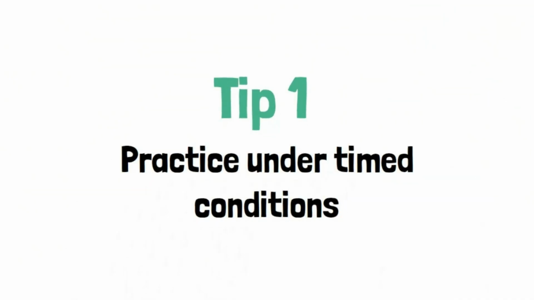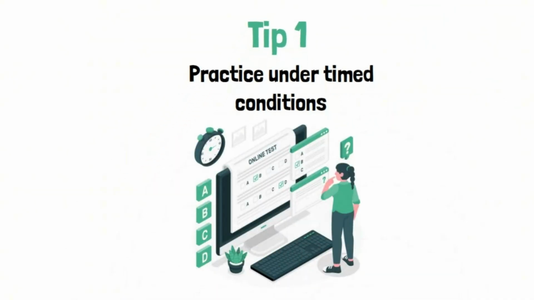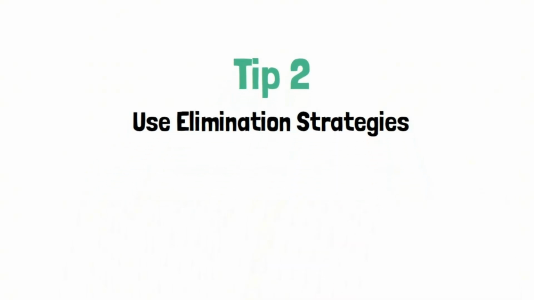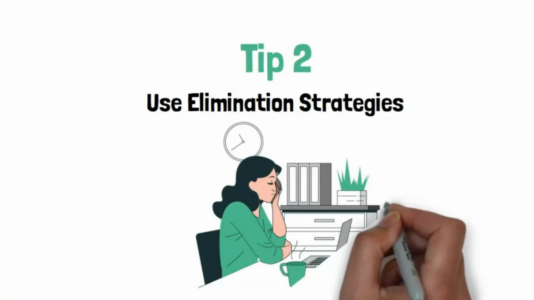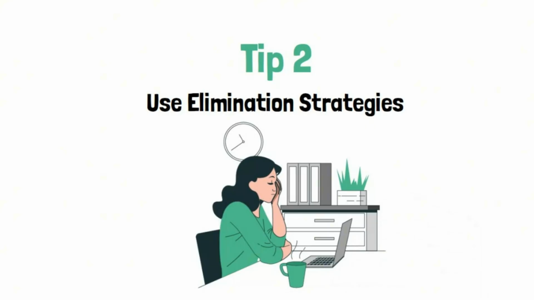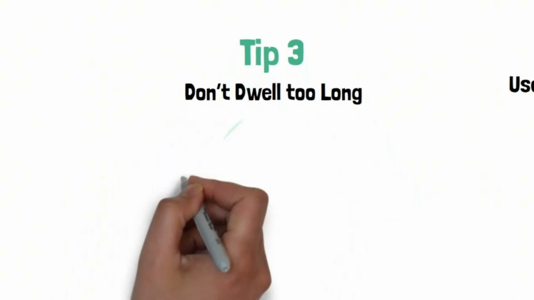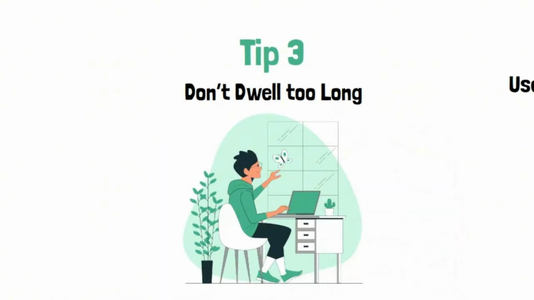Test-taking tips for success. Tip number 1. Practice under timed conditions. This test is all about thinking fast, so simulate the pressure in your prep. Tip number 2. Use elimination strategies. If you're stuck, cross out wrong answers quickly and make an educated guess. Tip number 3. Don't dwell too long. You might have just 30 to 40 seconds per question. Keep moving and come back if time allows.